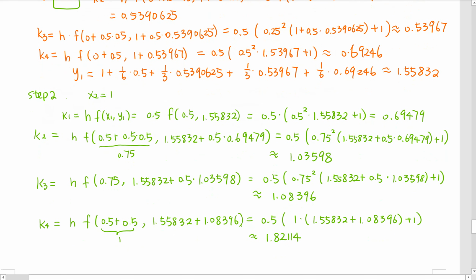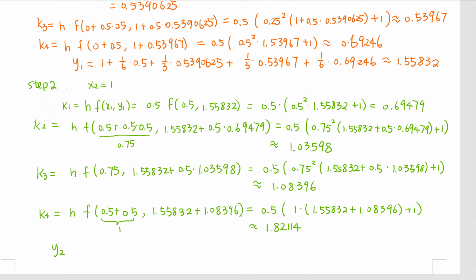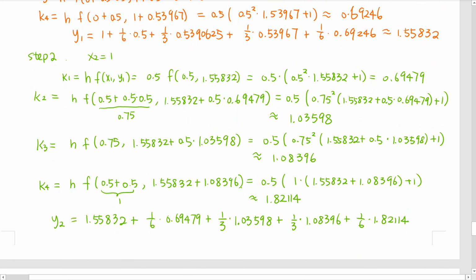Okay, those are the K1, K2, K3, K4. Y2, finally, yay, is Y1, 1.55832 plus 1 over 6 times K1, 0.69479 plus 1 over 3 times K2, which is 1.03598 plus 1 over 3 times K3, 1.08396 plus 1 over 6 times K4, 1.82114. Okay, put this in our calculator.